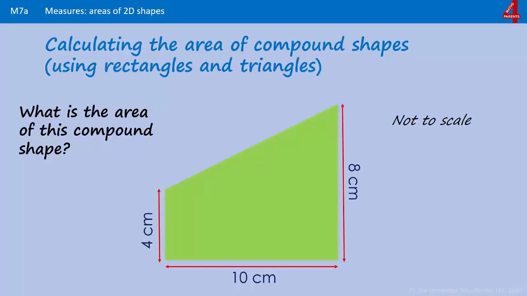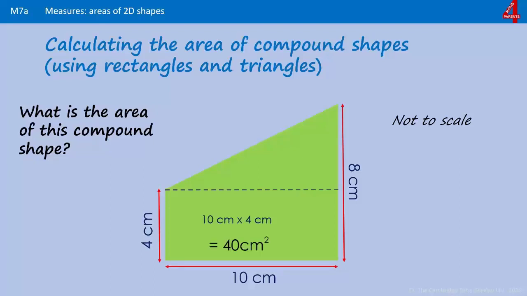This time I have a compound shape that incorporates a rectangle and a triangle. So I'm going to separate those and find the area of each one and add them together. The rectangle's nice and easy. It's 10 centimetres wide and 4 centimetres high. So that's 40 centimetres squared.